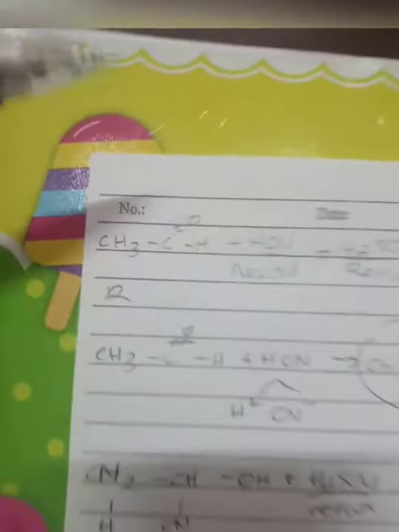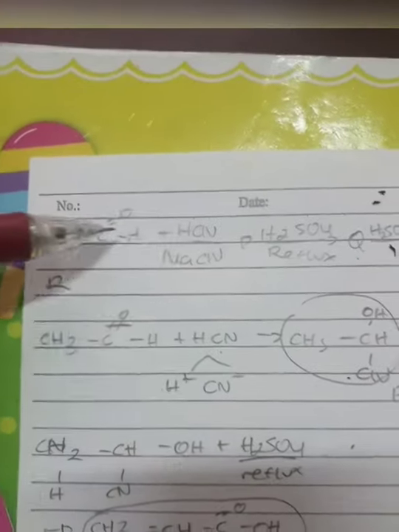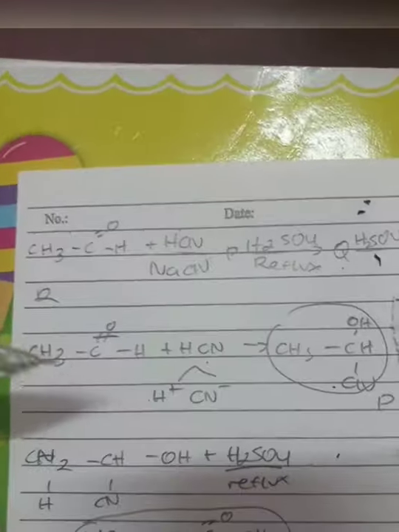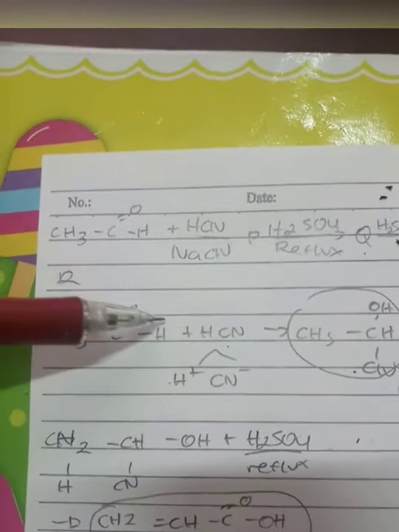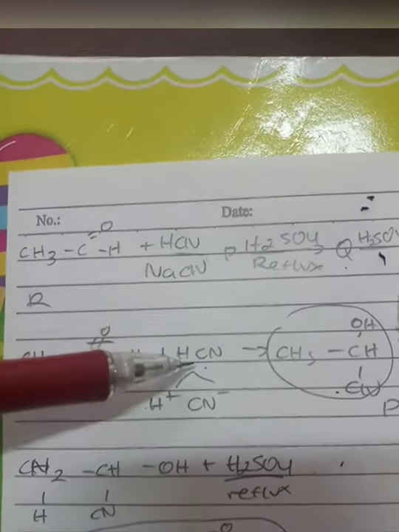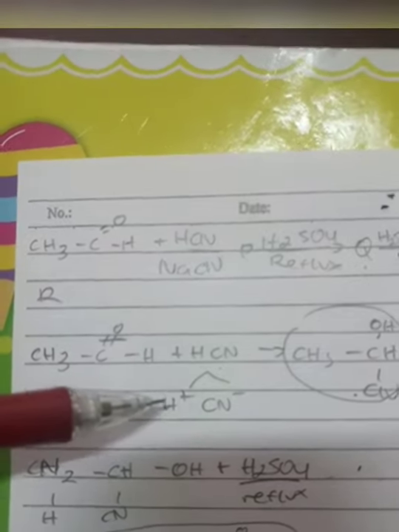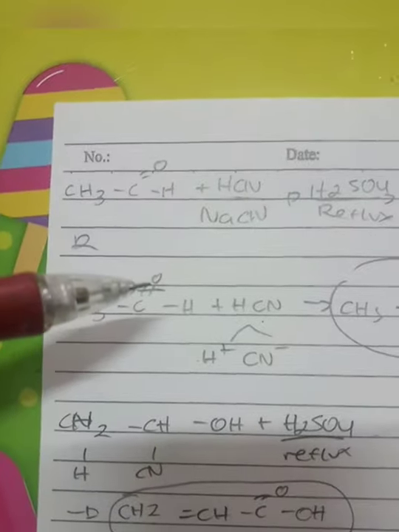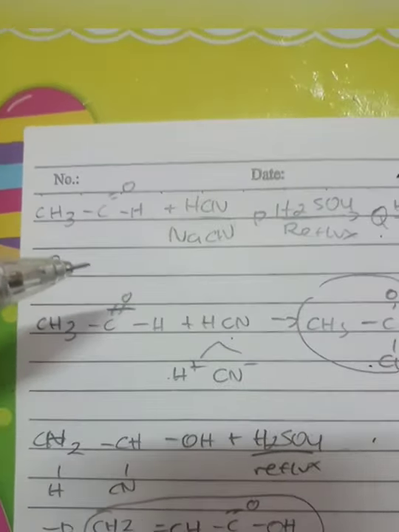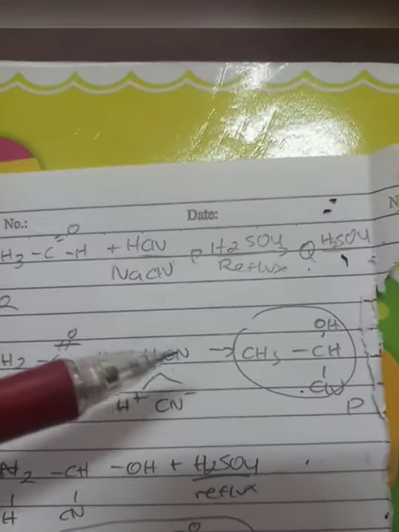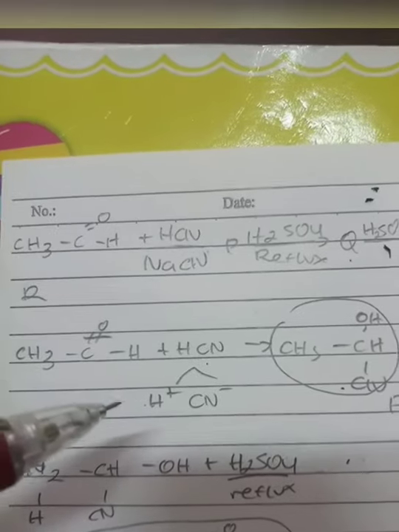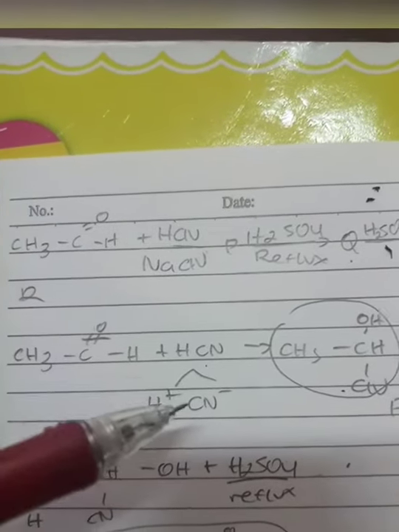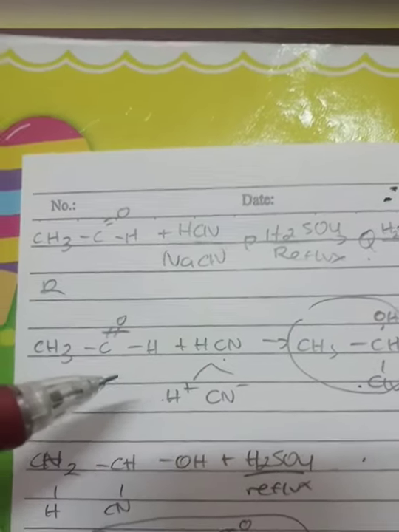So first, what I did here is I wrote the equation on top. Since you have to find P, I wrote the equation again, plus HCN. Now I separated the HCN, so I made it H+ and CN-, and I also broke the double bond on the O, which gave me CH3, CH, O, and CN. Now I put the H+ onto the O and CN below the CH, which gave me P onto Q.